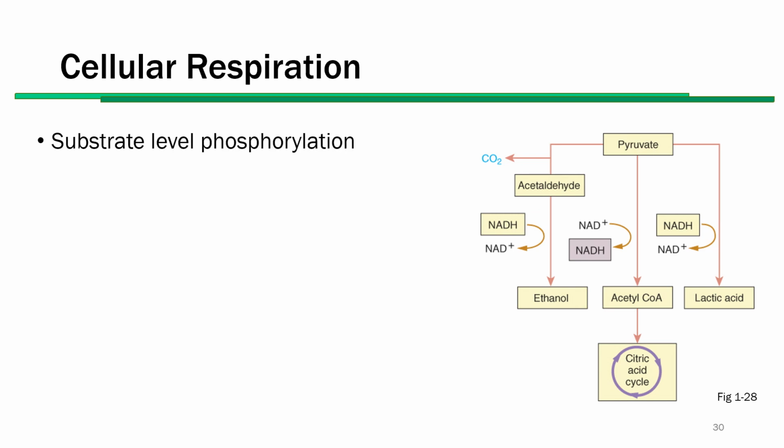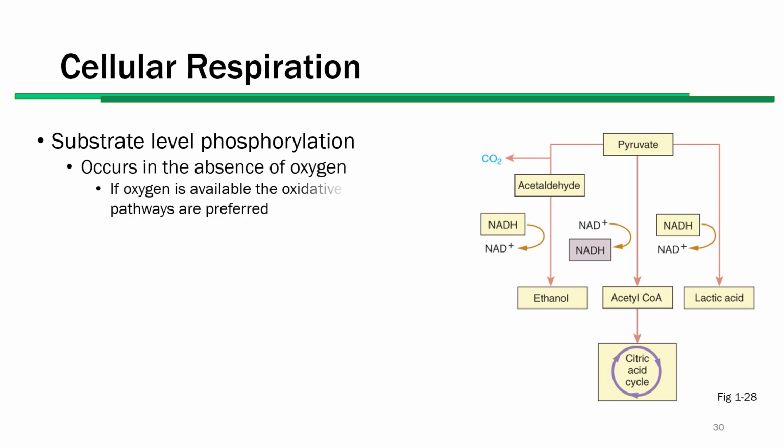So what if we don't have enough oxygen? Then we have to go through substrate level phosphorylation. That occurs in the absence of oxygen. If oxygen is available, we're going to go through oxidative phosphorylation. So in that case, we'd go through that pyruvate system we just saw. We'd go to acetyl coenzyme A, that would go into the citric acid cycle, that would transmit our NADHs to the electron transport chain, and we'd bring in oxygen and combine it with the hydrogen that's coming out of the electron transport chain, and we'd make water.